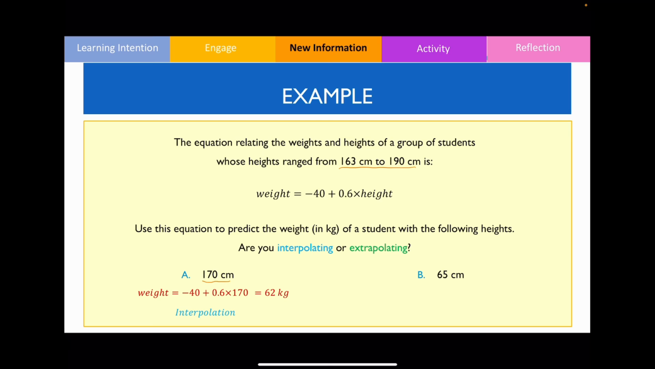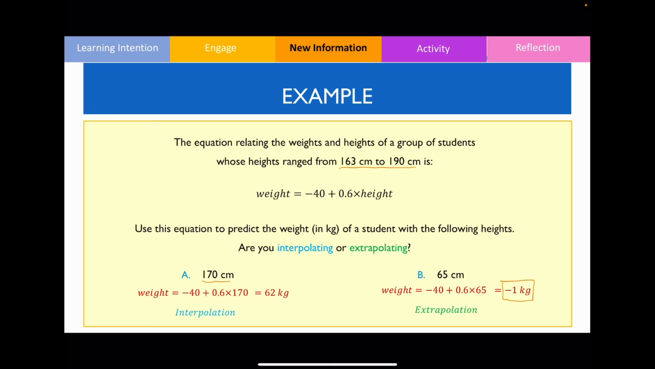Similarly, I'm going to do the exact same thing for part B, so I'm going to substitute 65 centimeters in. If I do this, I'm going to get an answer of negative 1 kilograms. 65 centimeters lies outside of the original dataset. As a result, this is going to be an example of extrapolation, and as you can see, this is not going to be a very accurate answer because you can't have a negative weight.